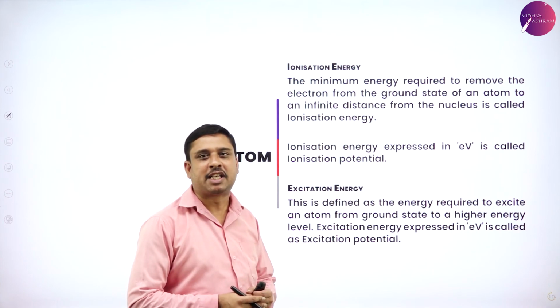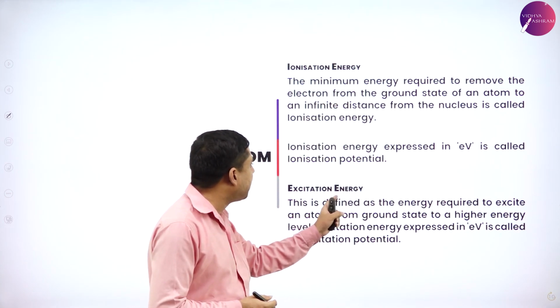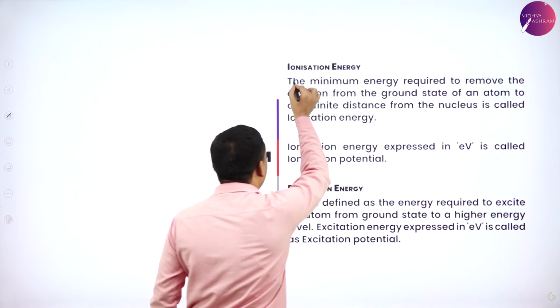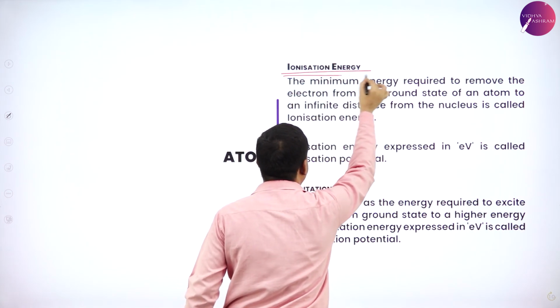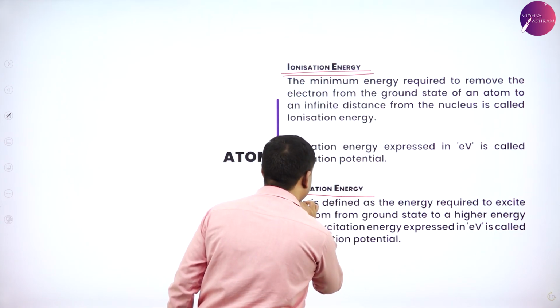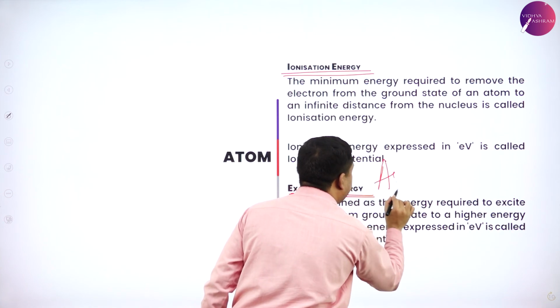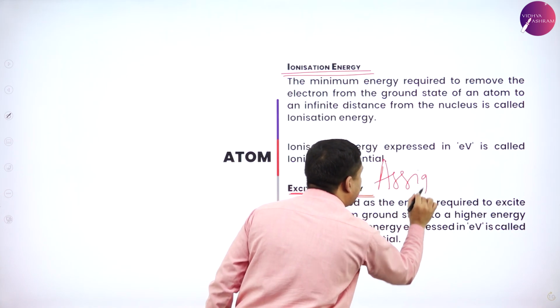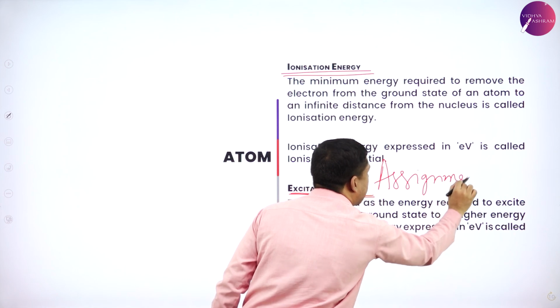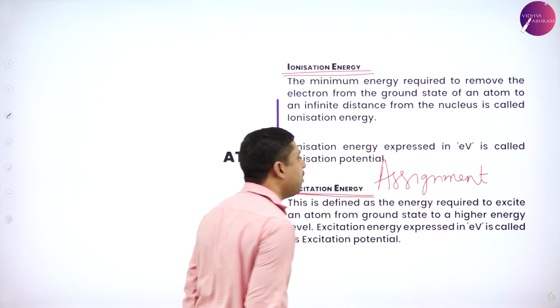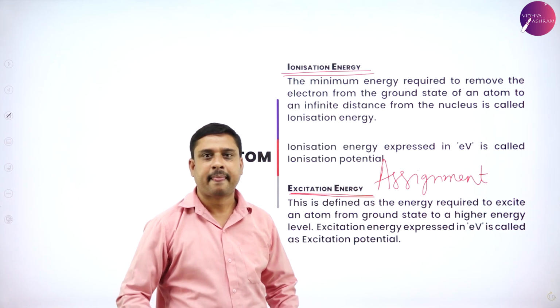And here I have got 2 definitions as an assignment for you all. Please do refer to your textbook. Get the definitions of these 2. One is called ionization energy. The next one is called excitation energy. Both these I would like you all to do as an assignment.